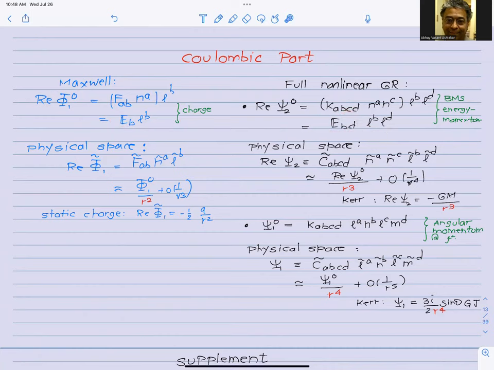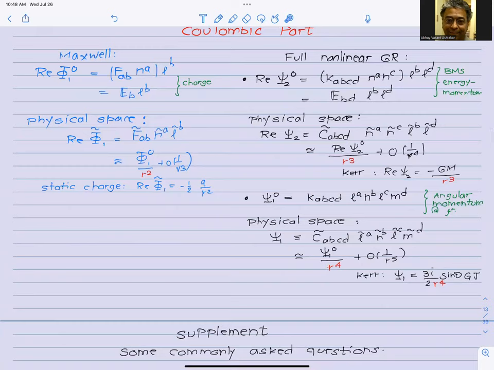So this is the total energy momentum of a space-time, not the radiated part, but the two-sphere integral of this quantity will give you the Bondi mass or Bondi energy and Bondi three-momentum. So this is really Coulombic, just like this is Coulombic. The integral of this gives a charge, and we'll see that the integral of this gives you the energy and momentum.